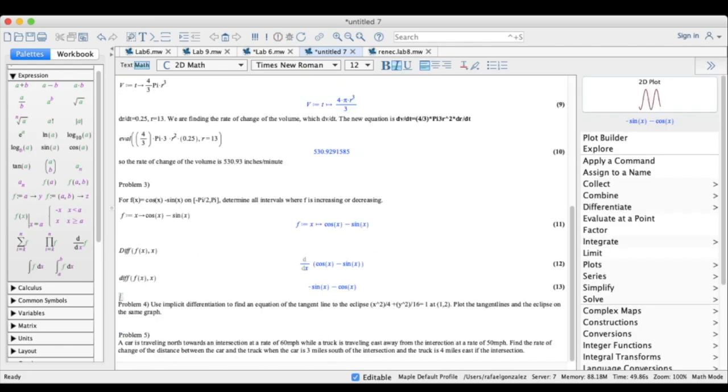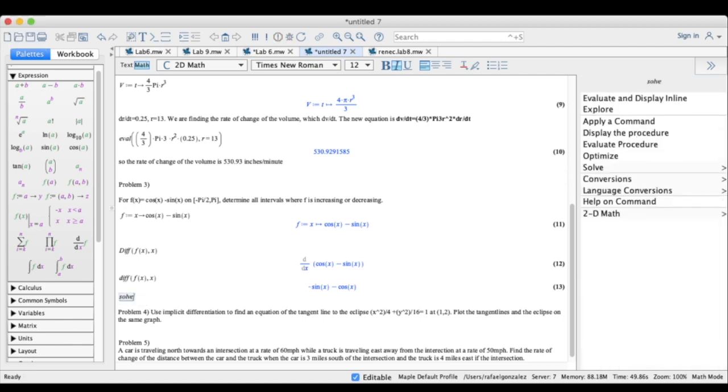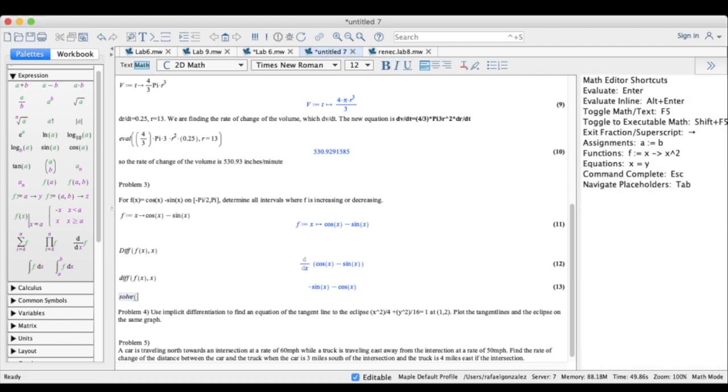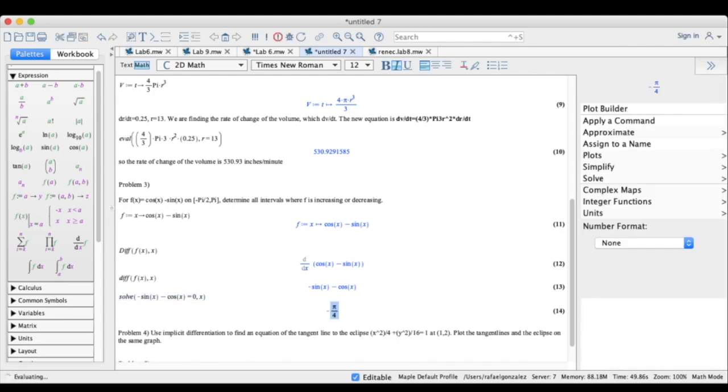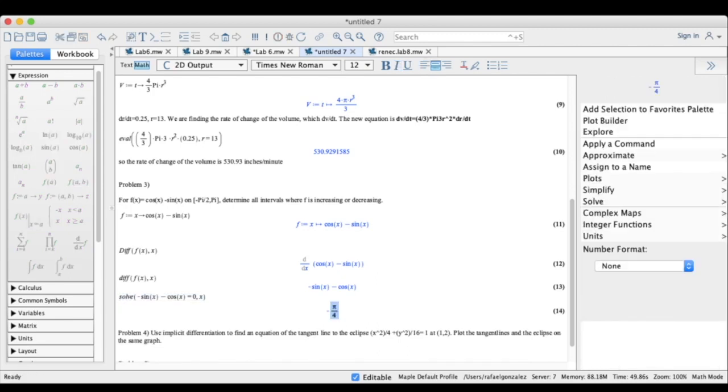Now, to find out where the derivative is equal to 0, we simply do a solve command. So we're going to do negative sine of x minus cosine of x equals 0. We are solving for x here. So negative sine of x minus cosine of x equal to 0, comma x. And we have that one of those points where the derivative equals 0 is negative pi over 4.